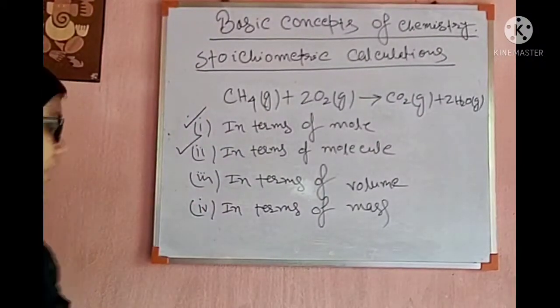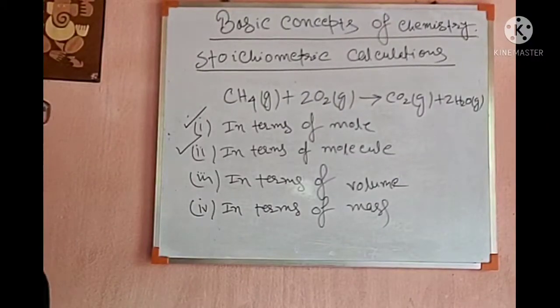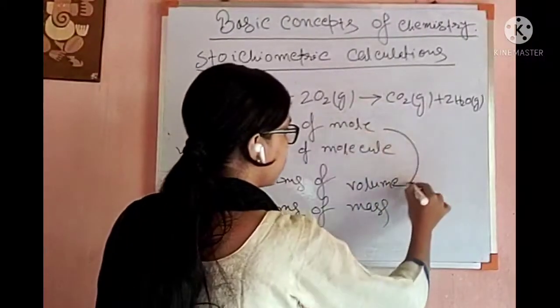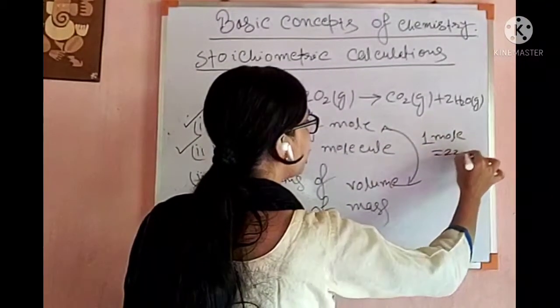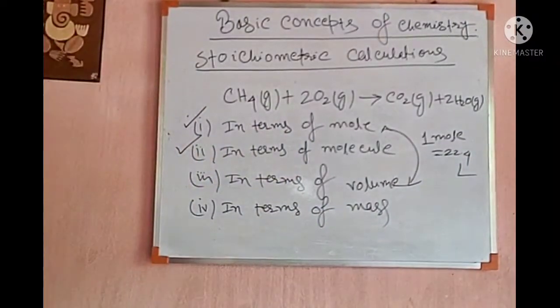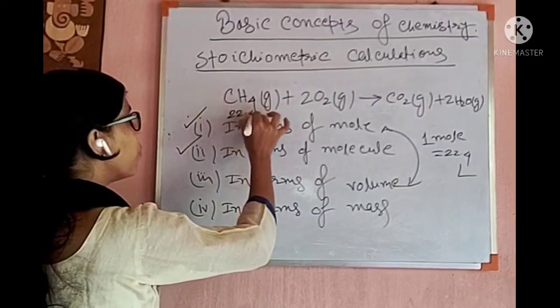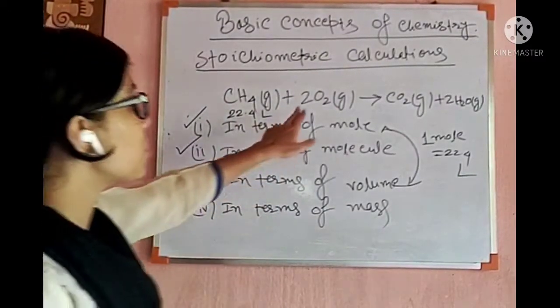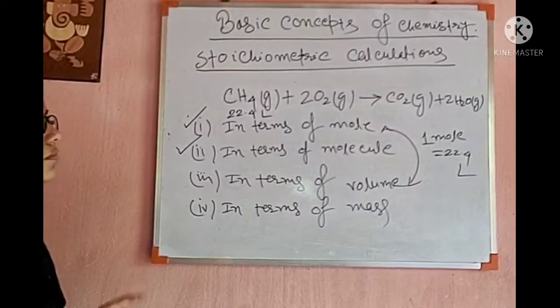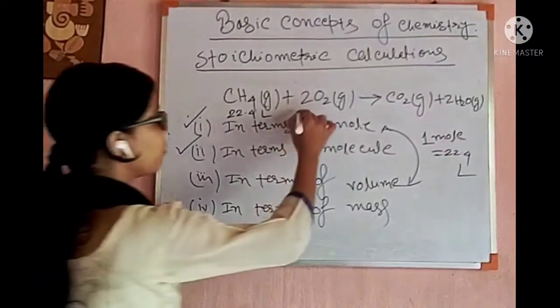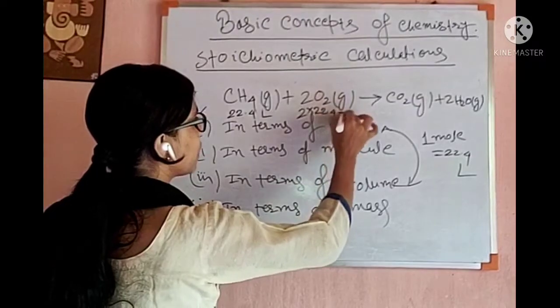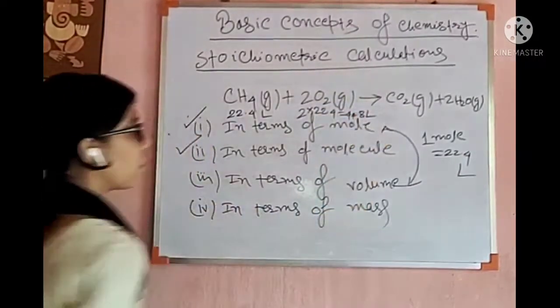Now what about in terms of volume? You know there is a relationship between mole and volume, and what's that? 1 mole represents 22.4 liter. So you will apply this relationship to find out the stoichiometry with respect to volume. If this is 1 mole of methane, then you can say that this is 22.4 liter of methane, right? 1 mole of oxygen means 22.4 liter oxygen, hence 2 mole of oxygen means 2 into 22.4, that is 44.8 liter of oxygen.